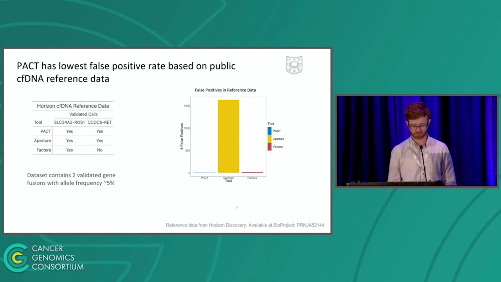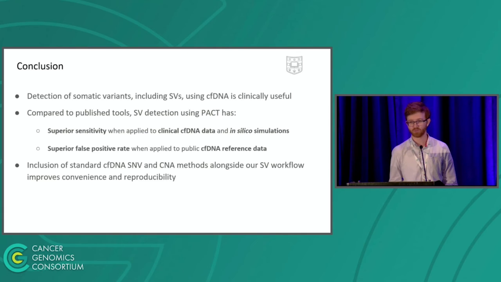So based on all these results, just kind of as a summary, we feel that cell-free DNA is clinically useful, but the detection of SVs is sometimes overlooked in this context. But compared to those published tools that we looked at, SV detection using our pipeline had superior sensitivity in both the clinical cell-free DNA dataset and in silico simulations, and a superior false positive rate when looking at cell-free DNA reference data. So we believe that combining this pipeline with some of the more robust SNV and copy number tools that are made for this context, we're able to provide a more convenient and reproducible analysis for this clinically important analysis.